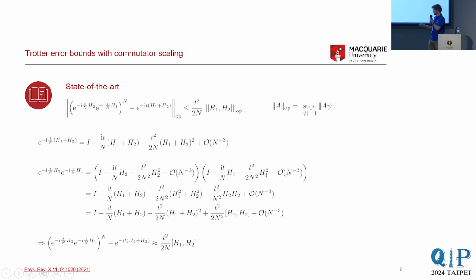That's the commutator. And you get some 1/n scaling in the number of Trotter steps. So this is all very intuitive and nice. So the question is, what else can we do here?